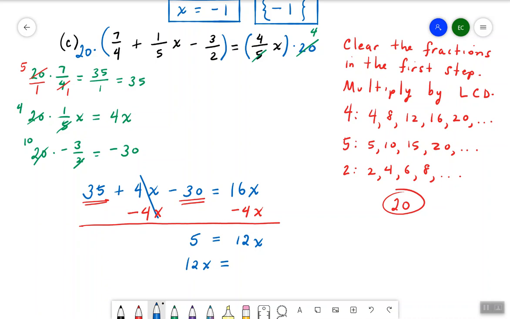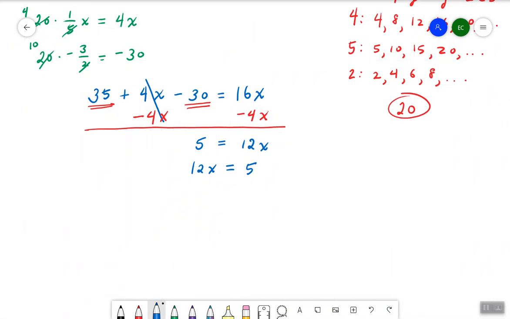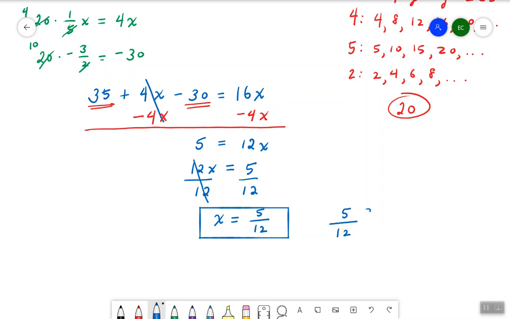If 5 is equal to 12x, then 12x is equal to 5. And I can go ahead and divide by 12. And my answer now is 5/12. I can write that as x equals 5/12 in the box, or I can put that into set notation.